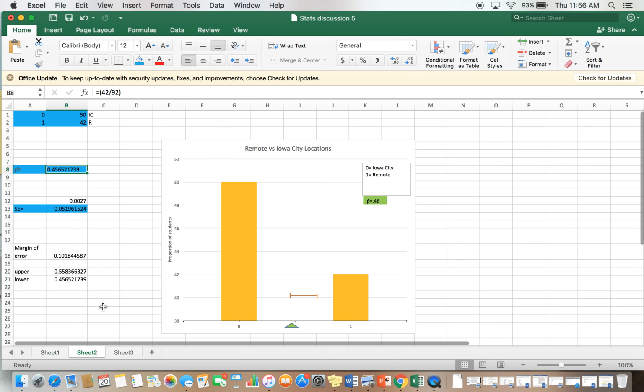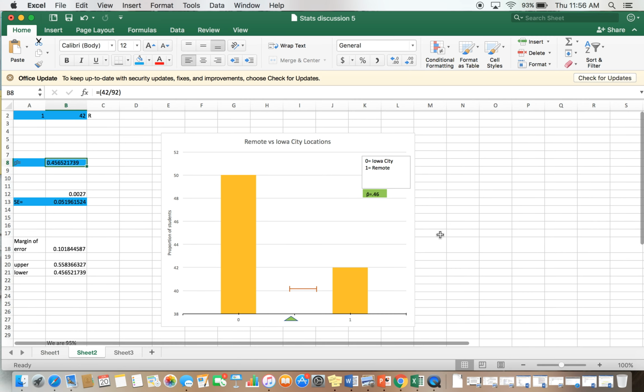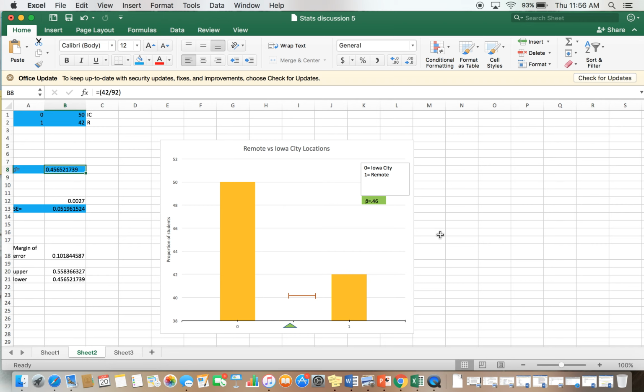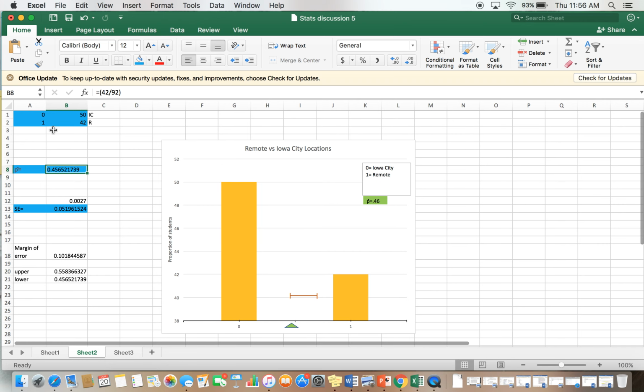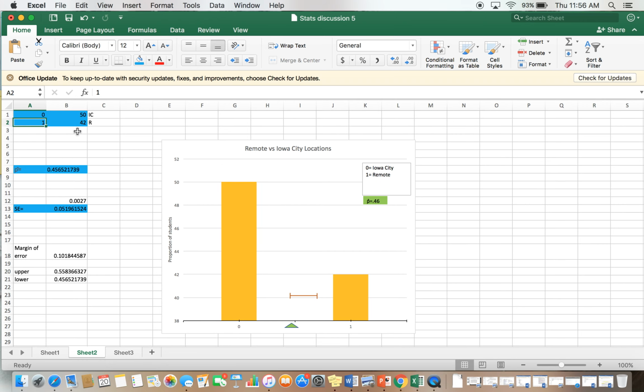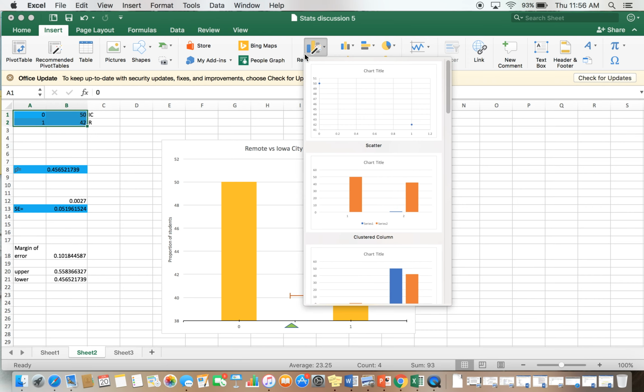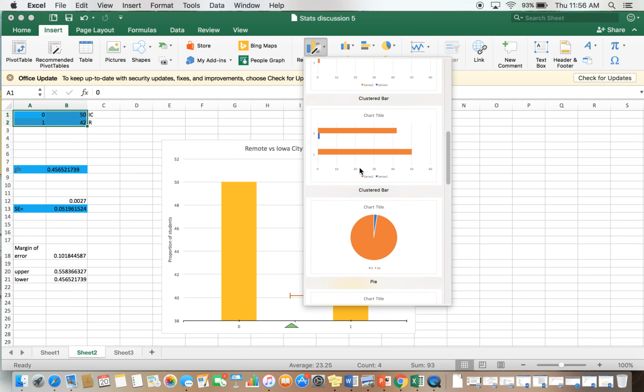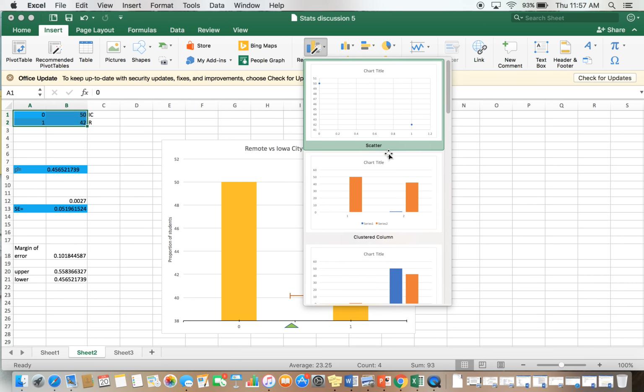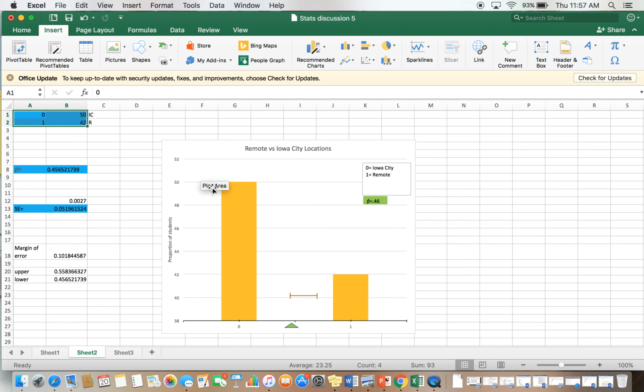So the first thing I analyzed was remote versus Iowa City locations. Right off the bat, I decided that my success rate, or my 1, was going to be remote location, and my 0 was going to be Iowa City, just because I am not taking the class in Iowa City, so I assigned myself the 1. From this frequency table, I highlighted all this information, and then I just went to insert, recommended charts, and then a graph popped up. All these graphs pop up, but the one that I chose is this one.